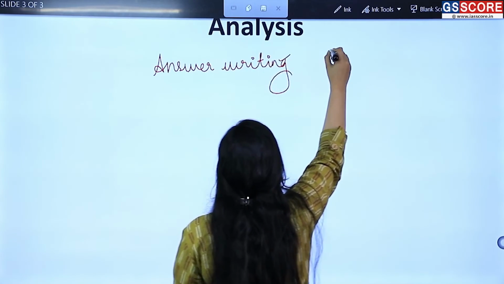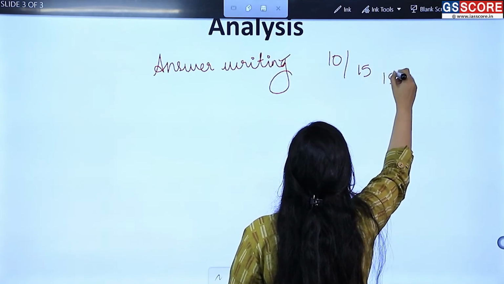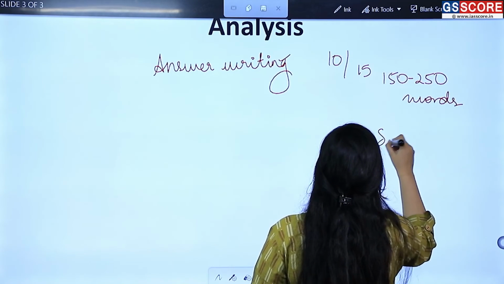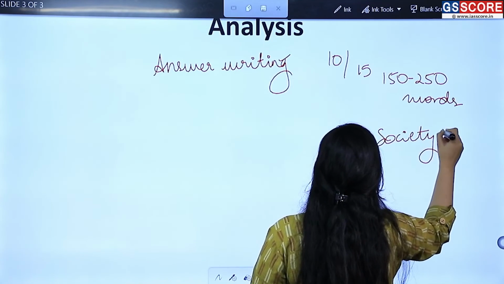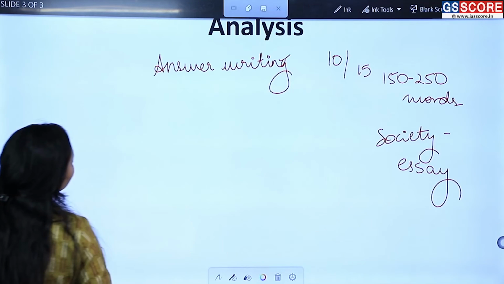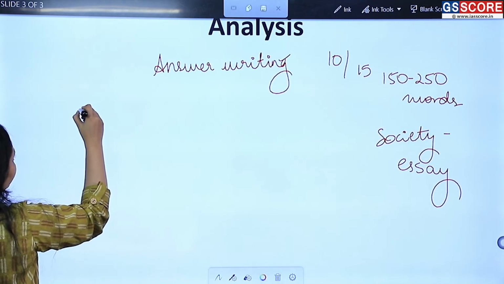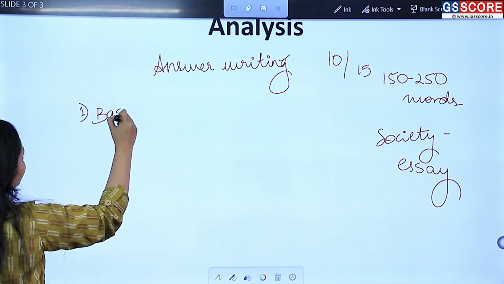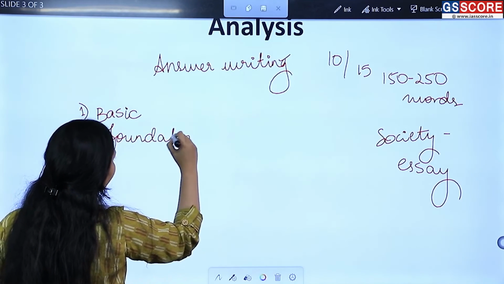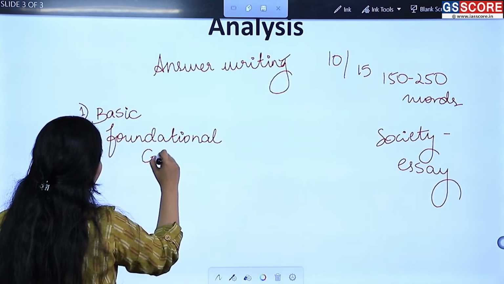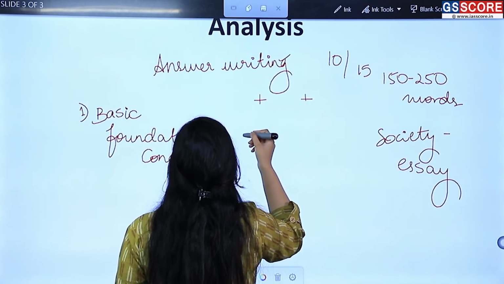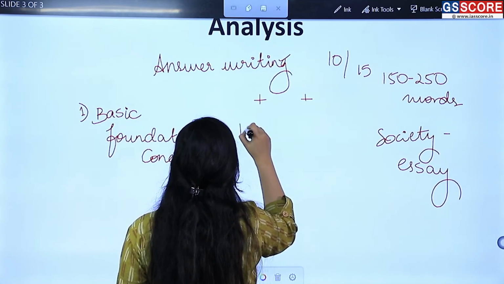You're likely to be asked a 10 or a 15 marker, 150 to 250 words. And if we look at the society section of essays, again, extremely important because at least 1 or 2 questions can be asked from this domain. For answer writing, your basic foundational concepts need to be clear, which means that your definitions have to be clear. NCERT can help you with that. Along with that, you can obviously keep a dictionary with you whenever you're reading your newspaper articles.